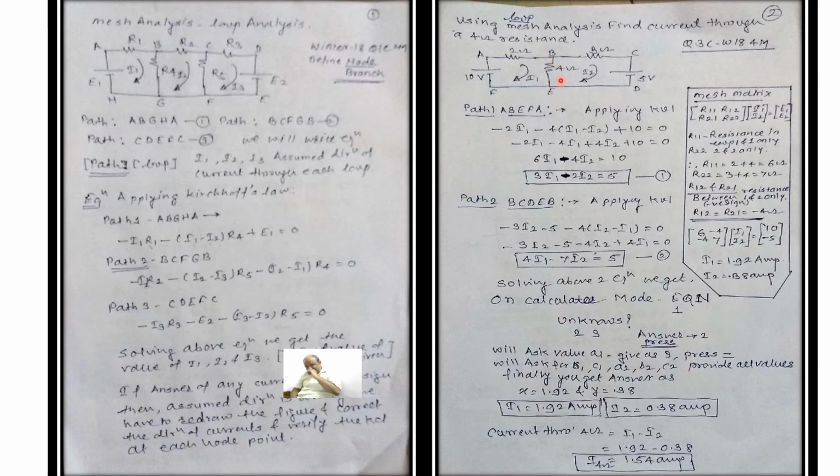So here at the same time two currents are flowing. One is coming downside and one is going upward. So whichever is more, the coming down current is more. So that's why here 1.92 minus 0.38. So finally we can conclude that the current flowing through this branch is I1 minus I2, that is 1.454 ampere.